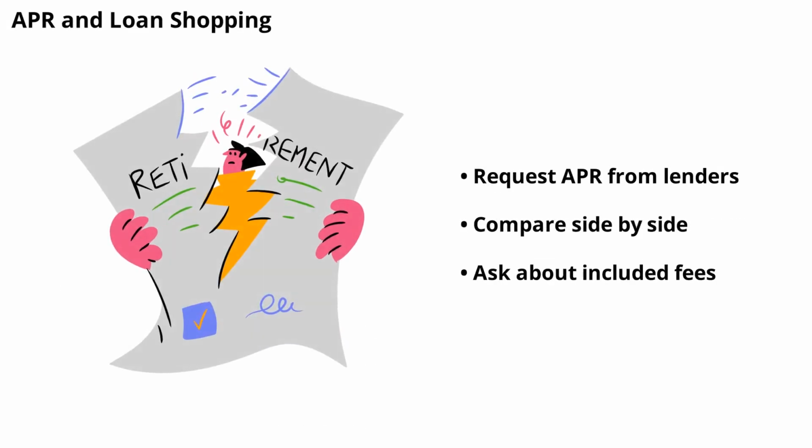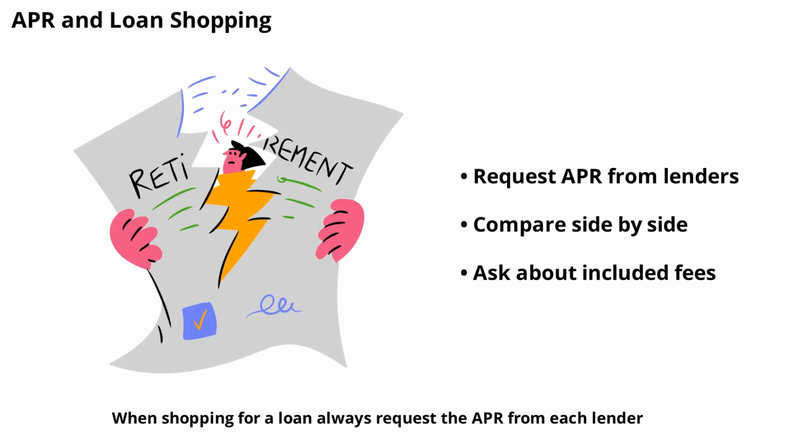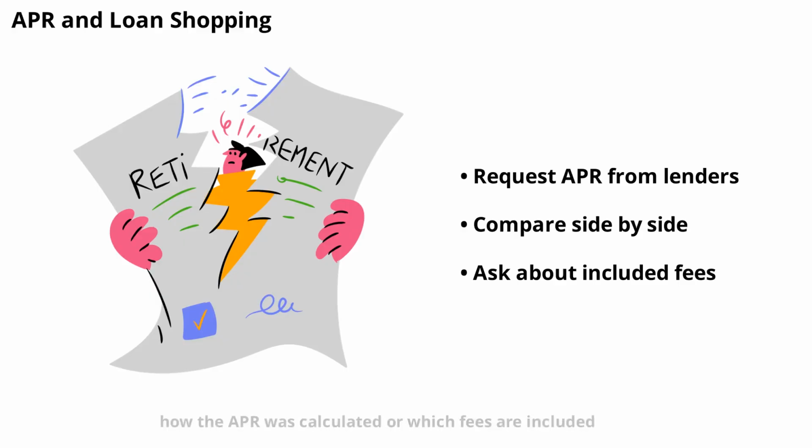When shopping for a loan, always request the APR from each lender. This allows you to compare offers side by side and choose the best deal. Don't be afraid to ask questions if you're unsure how the APR was calculated or which fees are included.